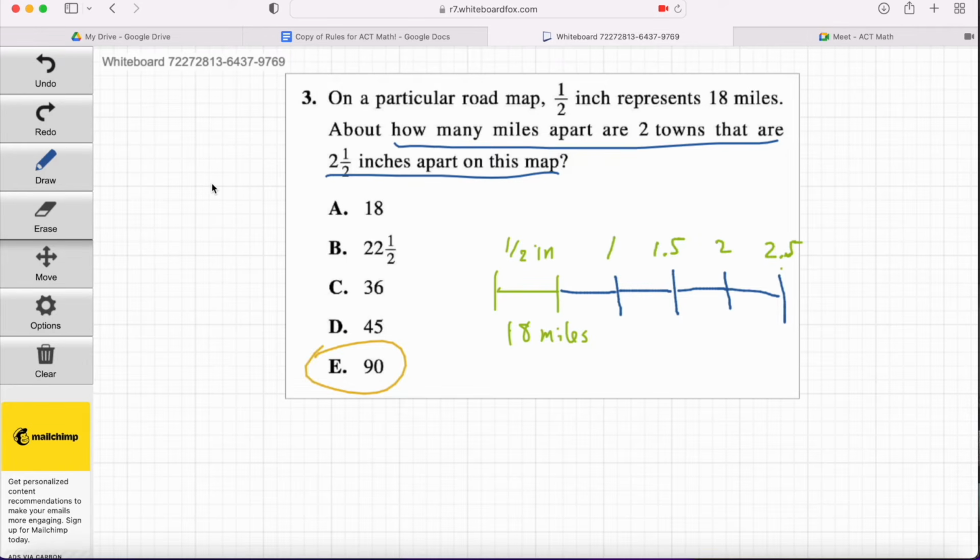And think about it here, right? Because each of these half inches represent 18 miles. So it's 18 plus 18 plus 18 plus 18 plus 18 miles. Right? Or just 18 times 5. I think I heard you say that. Okay, I thought it was 5. Yeah. But does it make sense why you'd multiply 18 times 5 to get that?